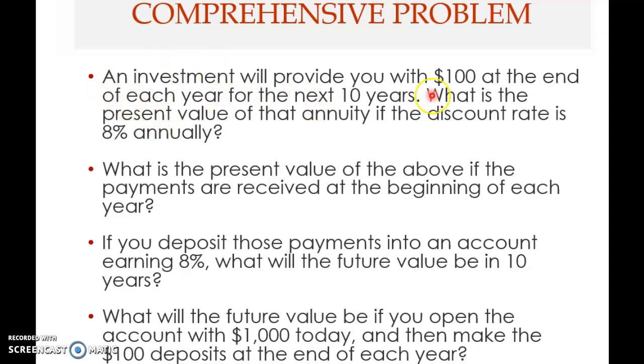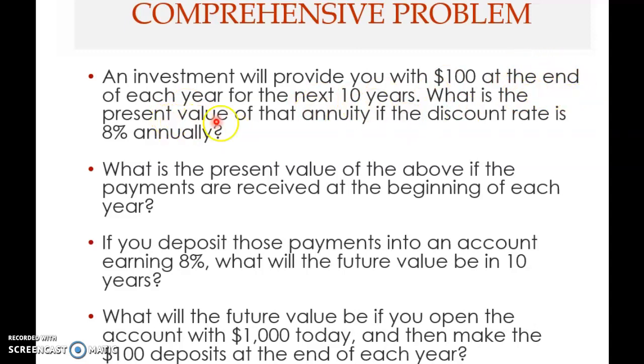An investment will provide you $100 at the end of each year for the next 10 years. What is the present value of that annuity if the discount rate is 8%? This is a very straightforward question. You know the payment here, so it's an ordinary annuity. This is an annuity which will be paid every year, $100 per year for the next 10 years. And this is ordinary because it's at the end of each year. If it's at the beginning, then it becomes annuity due.